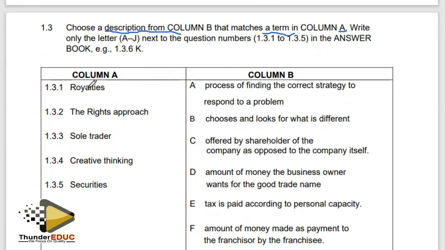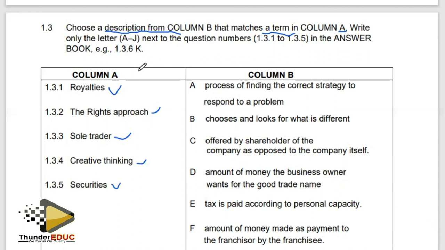First of all, look at these terminologies. Look at these terms. Read them. Try to create sense out of them. Understand what your loyalties are. Find out what the rights approach is, and find out who a sole trader is. Remind yourself about creative thinking. Read and try to digest what securities are. Yes, this is what you're supposed to know before you start handling the question.